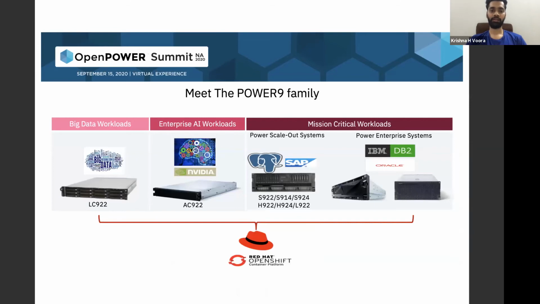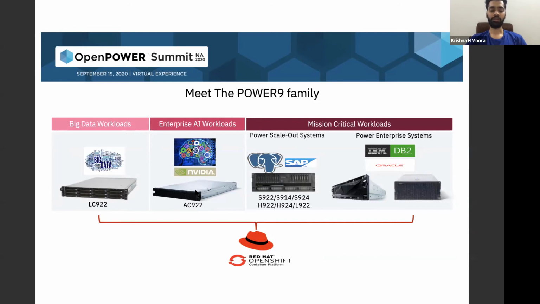This is the Power9, a couple of Power9 architecture-based server models. If we categorize the entire slide into two vertical halves, on the left-hand side of the screen we can see the LC922 box. Its architecture and peripheral components are aligned in such a way that it helps process big data workloads pretty well.